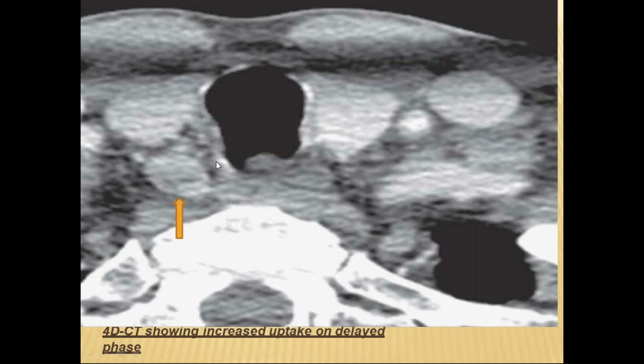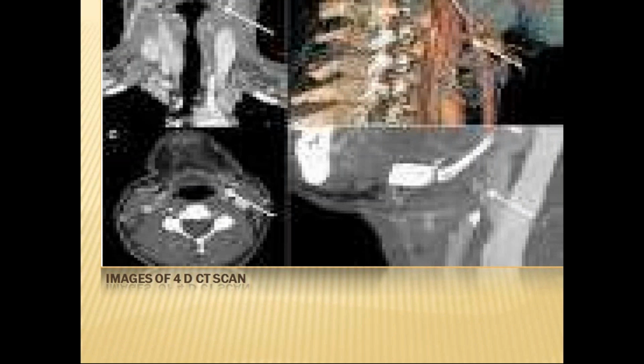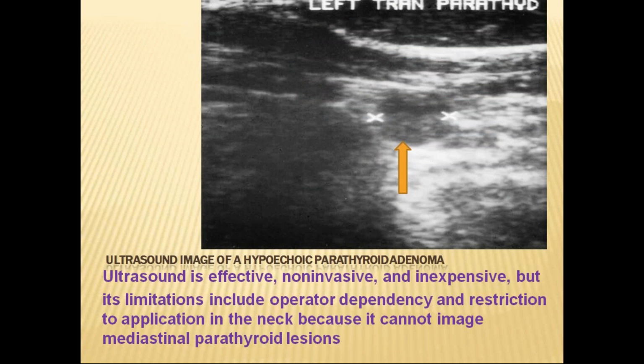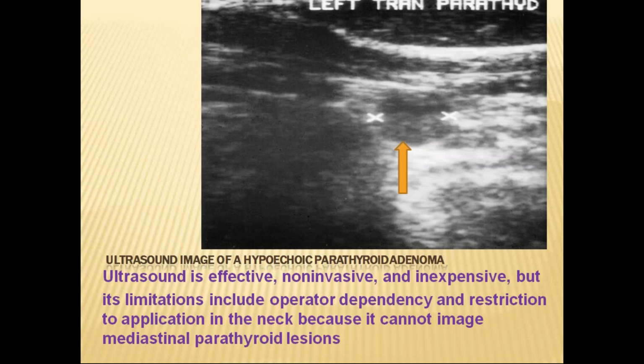And this is a 4D CT, 4-dimensional CT. This is the parathyroid. And this is an ultrasound image. The drawback with the ultrasound is that it cannot scan the parathyroids which are in the mediastinum.